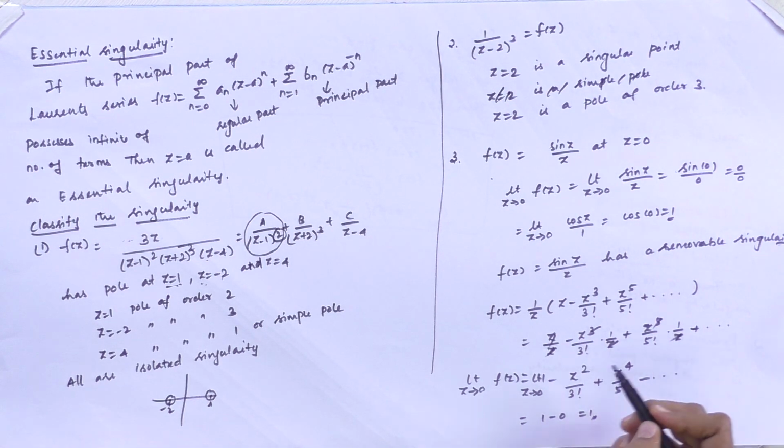And also I don't get any negative powers in this series, all are positive powers. Therefore this function does not have a finite number or an infinite number of negative powers. Actually this series has no negative powers, only positive powers. Therefore this series is analytic.